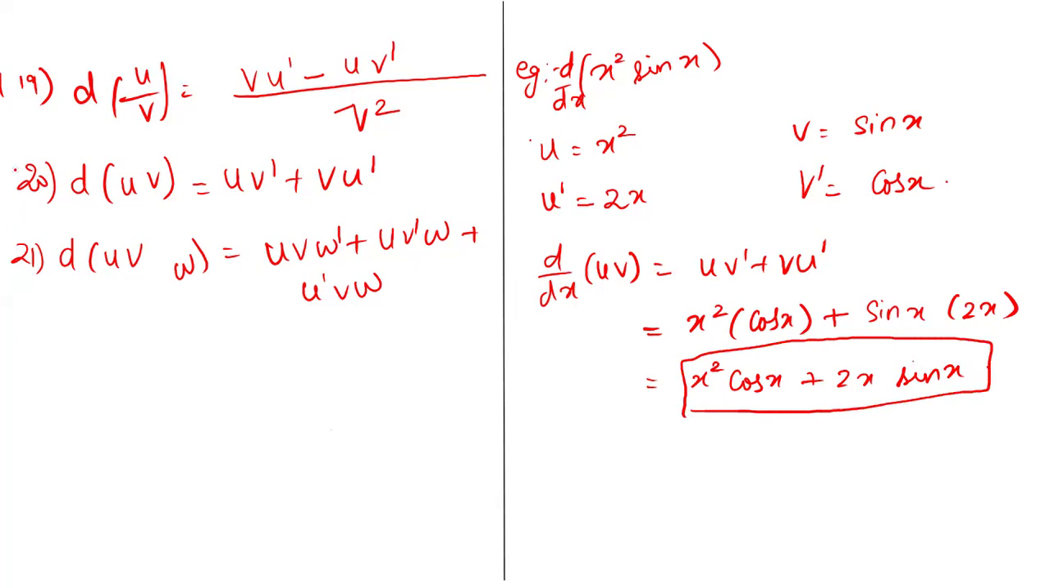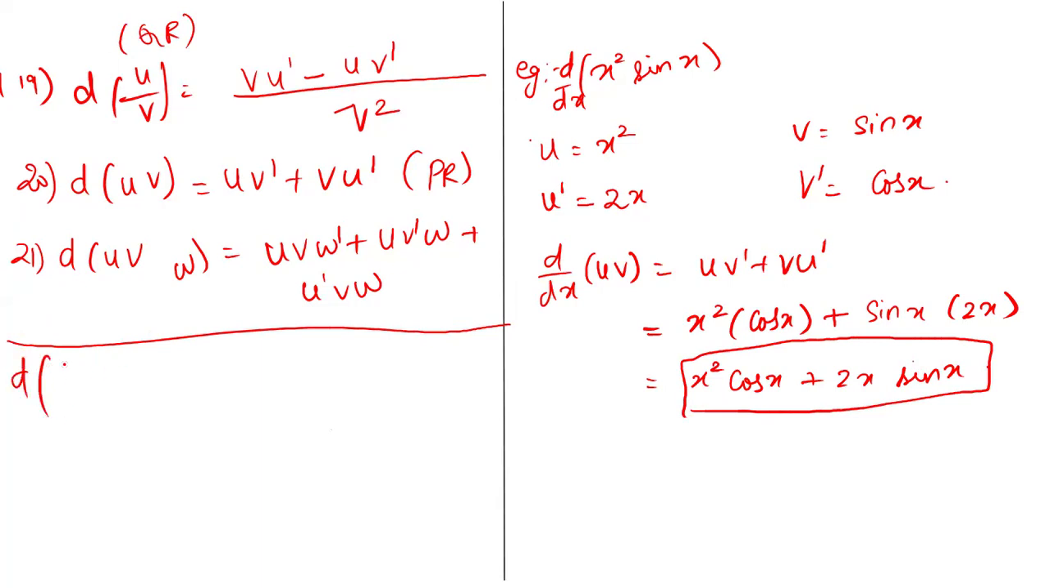Now we'll have a look at the formula related to u by v, the quotient rule. This is known as the product rule and this is your quotient rule. We'll do one sum related to the quotient rule. If you have a question like this, differentiation of (1 minus 3x) by (1 plus 3x), first take the numerator as 1 minus 3x and the denominator as 1 plus 3x. First take the differentiation.